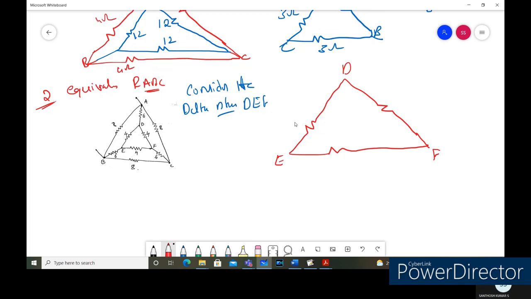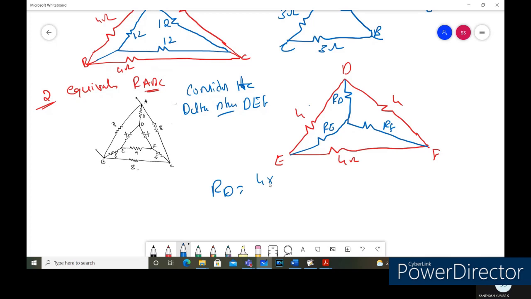So this is DEF. The resistance value is equal to 4 ohms, and we are going to replace this with the star network. The resistances are RD, RE, and RF, and we need to find these equivalent values. So the value for RD, since it is a delta-star network, is the product of these two resistances divided by the sum of all the resistances.